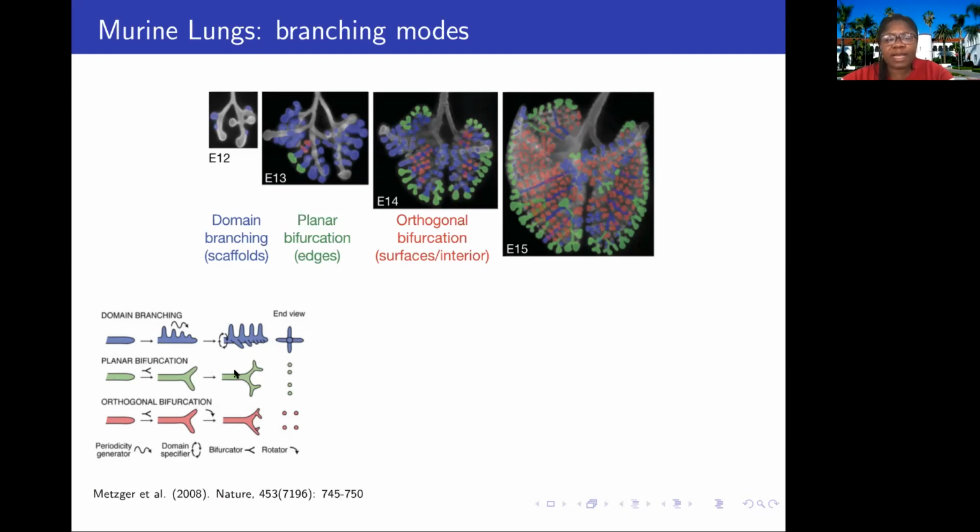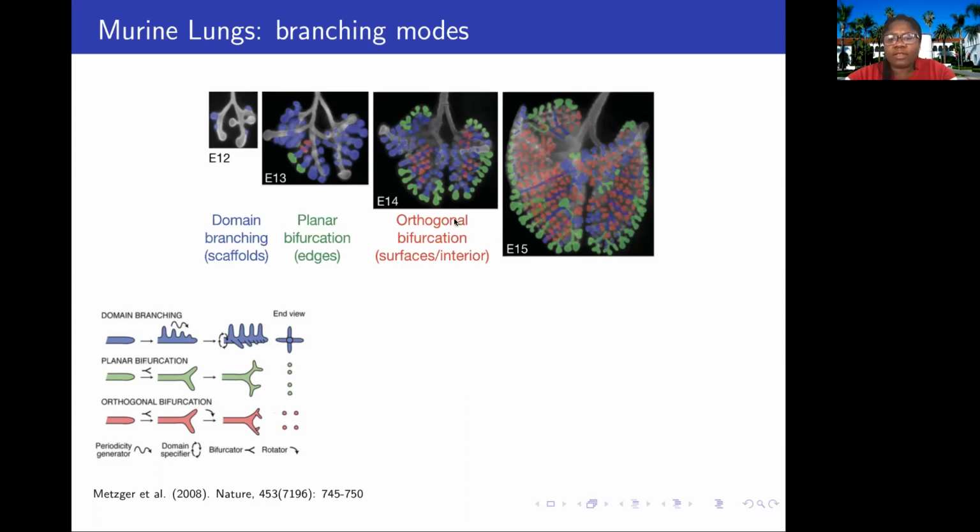We also have the planar bifurcation, which is shown in green. The parent branch and the daughter branches branch in the same plane. So if you stand at the distal end and look at the tips, you will find that they are all arranged in a straight line. Orthogonal bifurcation is different. You have a 90 degree rotation of the branches. So instead of being in the same plane as the parent, it has a 90 degree rotation. And if you look at it from the distal end, the shape you see is very different, shown here in red.